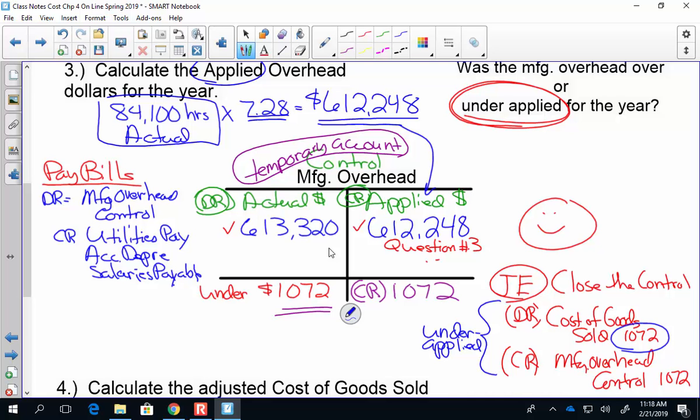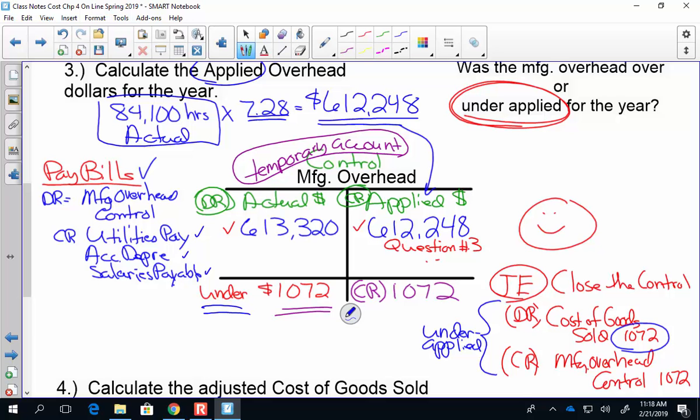On the left is the debit side, and I have those things or possibilities here. I'm debiting manufacturing control for the actual bills for utilities, the actual depreciation for the period, the actual salaries that were paid, right, during that period. So that's on the left side. So you add up all the left side, you add up all the right side, you compare the two, and we have a difference of $1,072. And you'll notice my actual was greater than my applied amount, so that means I'm under applied by $1,072.